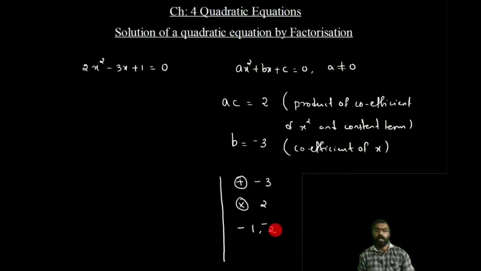Minus 1 and minus 2 are the two numbers that satisfy the two conditions simultaneously. That means the sum is minus 3 and the product is 2. According to these numbers, we can split the middle term minus 3x. So here 2x square, then minus 3x, that means the middle term we can split into two: one is minus x, and the other one is minus 2x. Then the last term 1 we write as it is, plus 1 is equal to 0.